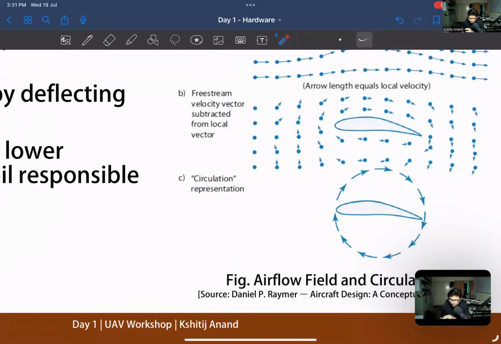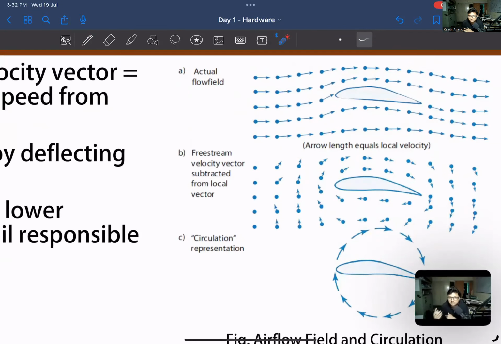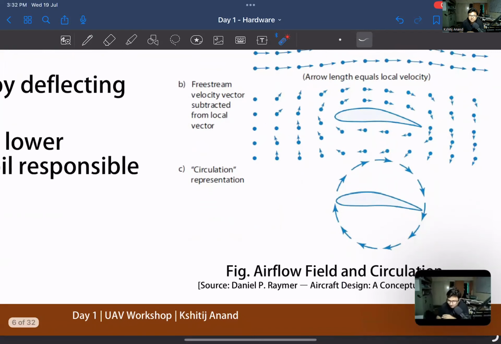You can basically subtract the free stream velocity vector from all the vectors, and you can understand that if you were sitting on the aircraft and observing it, this is how the flow would look like to you, because that is how the flow is moving around the airfoil. And if you were sitting on that frame, then you will see that this circulative effect is coming into place, and you can calculate lift using circulation.